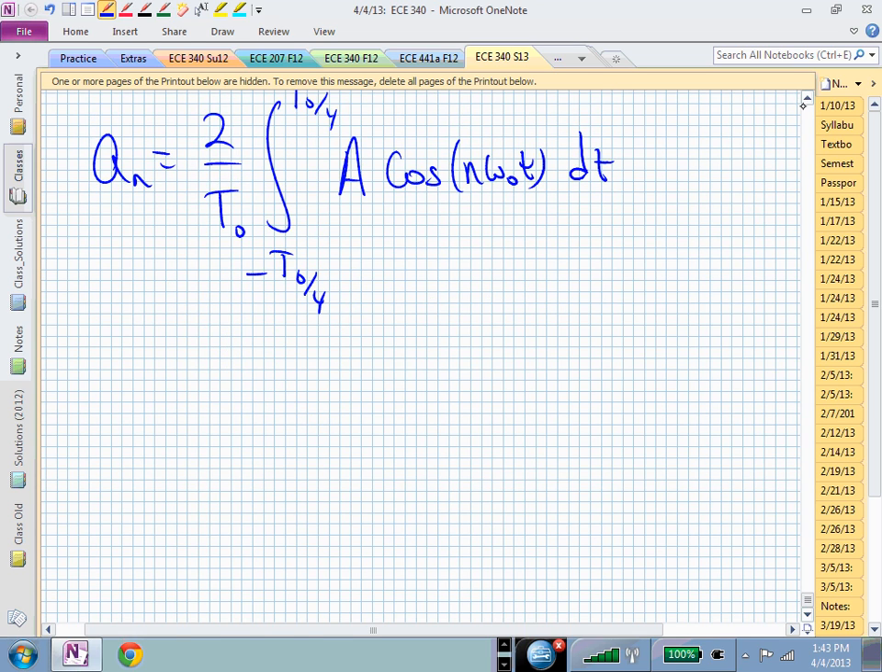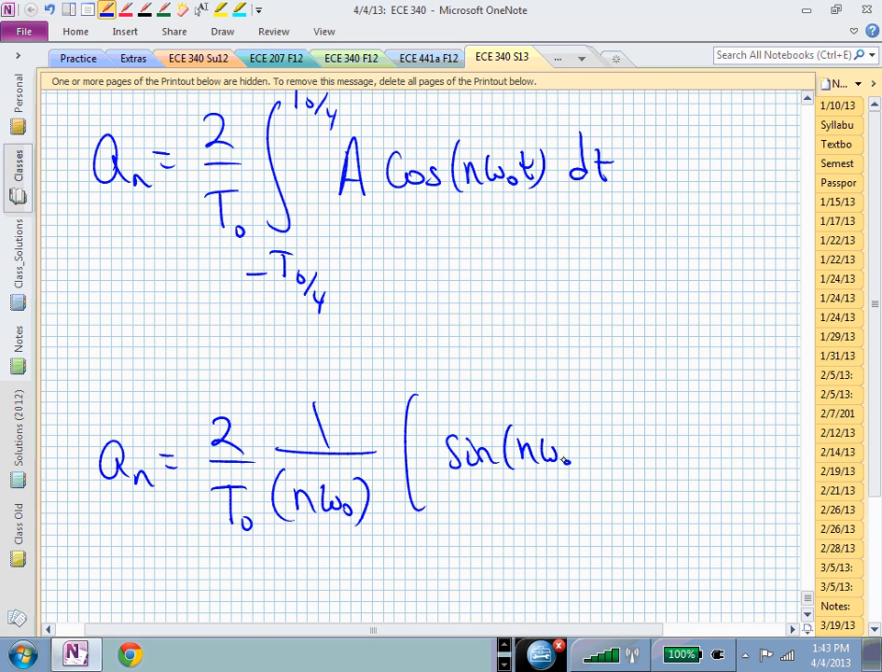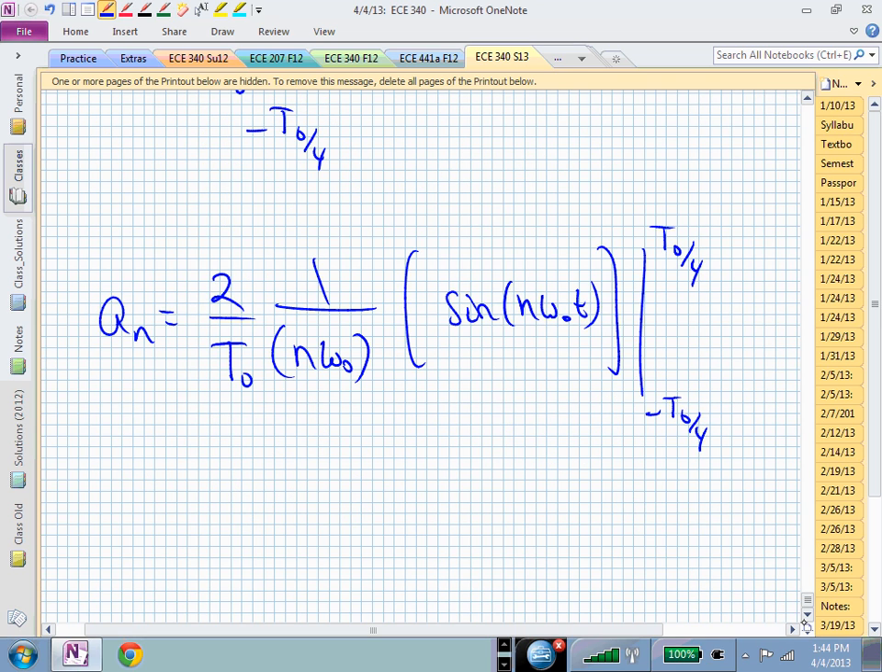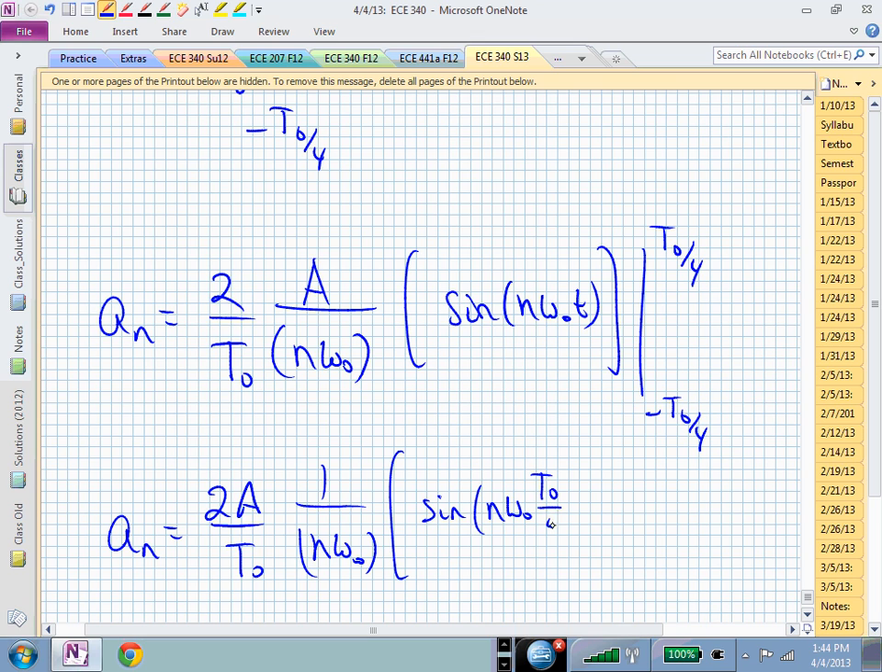So that now we have a sub n is equal to 2 over T naught. We divide by n omega naught. And we have sine of n omega naught t. And we want to evaluate that at the lower limit and the upper limit. And A is in there somewhere. So let's make that right there. We okay? Now we have a sub n is equal to 2A over T naught. We have 1 over n omega naught. And we have sine of n omega naught T naught over 4 minus sine of minus n omega naught T naught over 4.